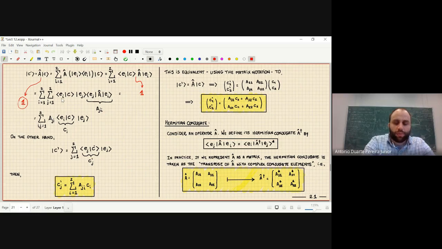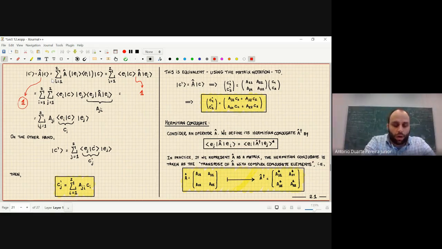And in order to simplify the notation, instead of writing bra E times cat C, I will call this as CI. And for C, I have to put the I here because this has the index I. So I have to label this by some index I. And this number and this number, they multiply the cat EJ, which I repeat here.